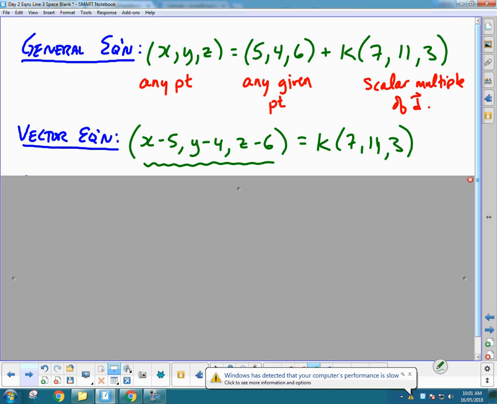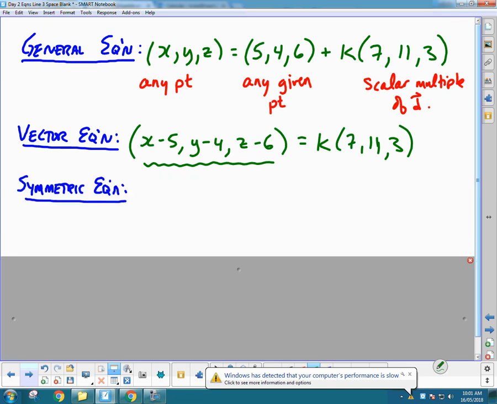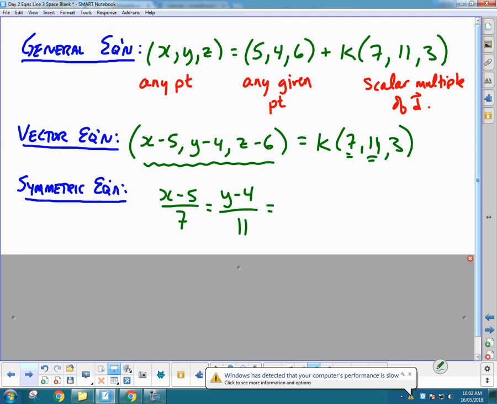Next on our list from yesterday was the symmetric equation. Well, we're going to come up with the symmetric equation here. And if you recall from yesterday, the symmetric equation came from dividing by the direction numbers of the direction vector. So we've got this x minus 5, and we're dividing by the x part of the direction vector. The y minus 4 gets divided by the y part of the direction vector. And all we're doing is adding a z component now. Z minus 6 over 3. And just like yesterday, these numbers along here are called the direction numbers.